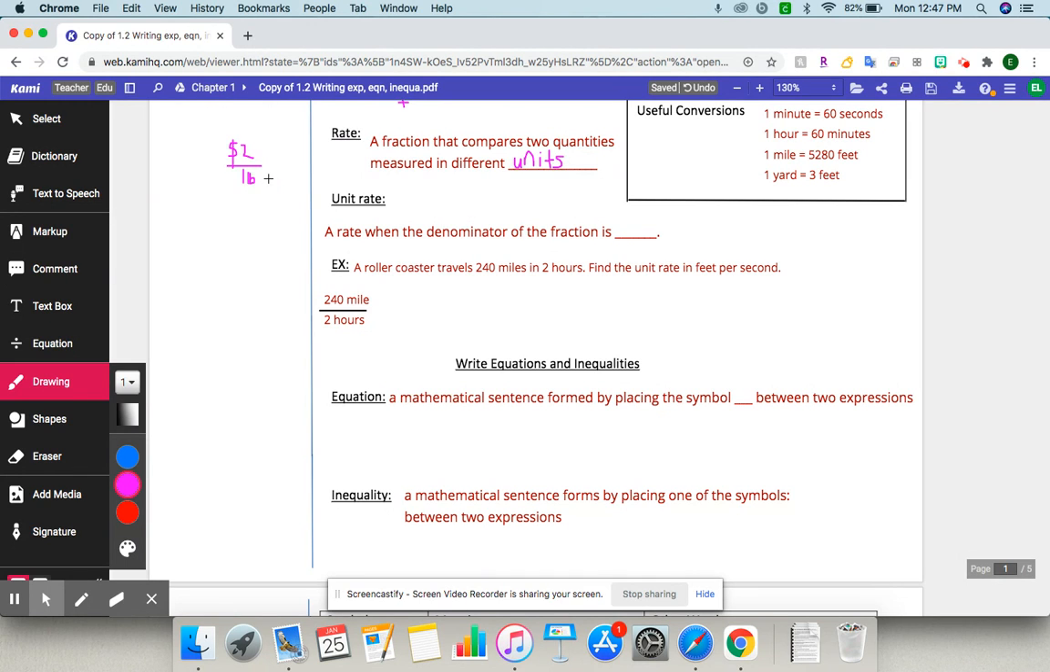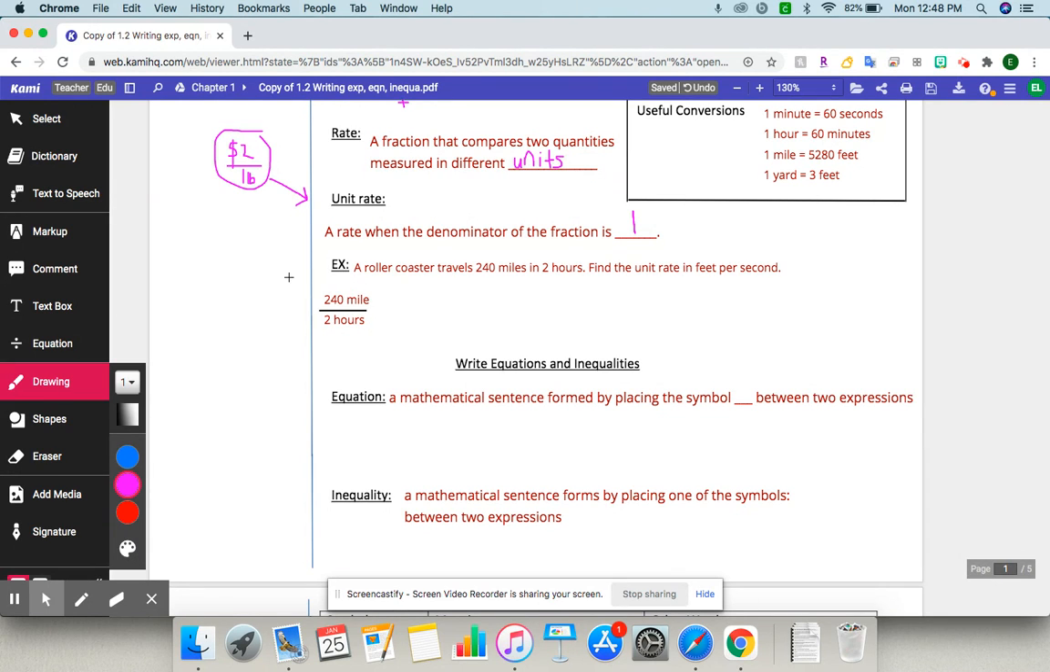We might also say cost per gallon. So when you're buying gas, that is also a rate. And then a unit rate is simply a rate when the denominator of the fraction is 1. So this is an example of a unit rate since the denominator is in pounds and we're referring to 1 pound.